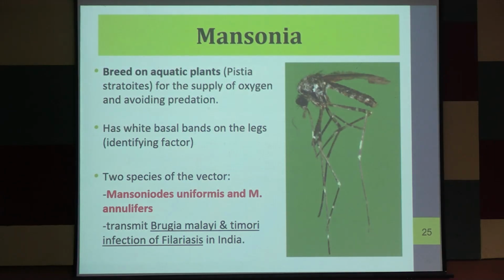Now another type of mosquito which is recent times getting popular, that is why it gets a place in your PPT and also in your exam, that is Mansonia. In the first important point you have to remember that it breeds on aquatic plants. Any aquatic plants you know of?